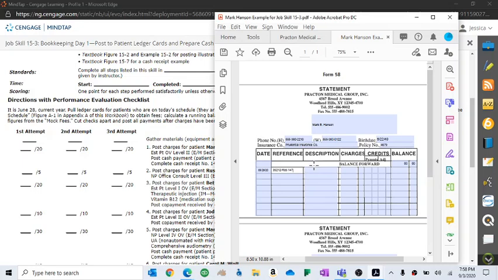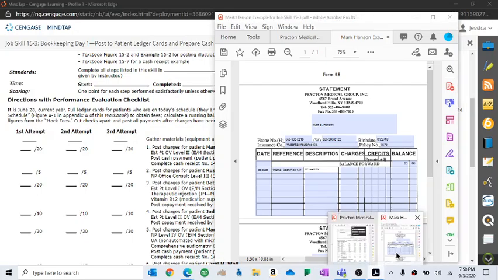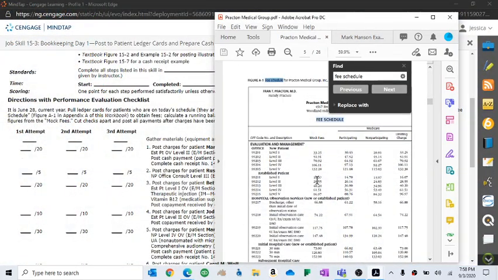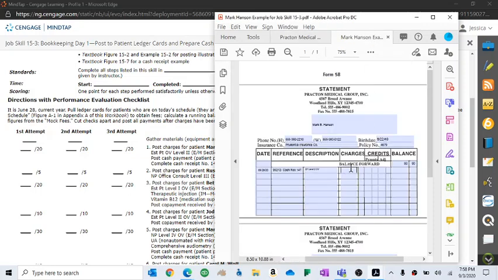You can even put cash in front of that if you want, however you want to put that. And then the description of what it was: an established patient, level 2, office visit. That's what we're charging him for. Then we want to know what the charge is, which I have already forgotten because I've done so many other things. I'm going to go back and see that for the level 2, it's $28.55. So we do 28, and then the 55 cents.